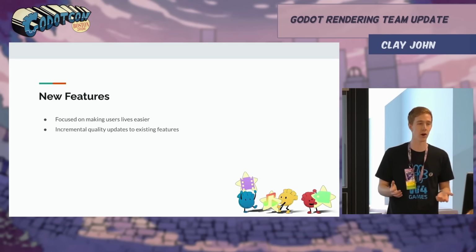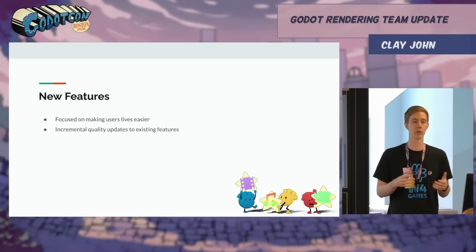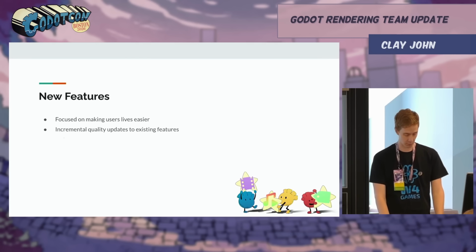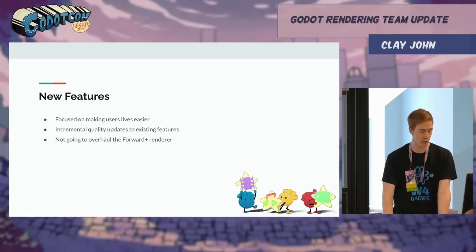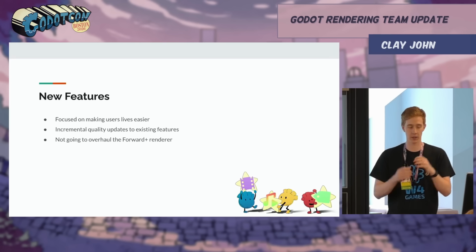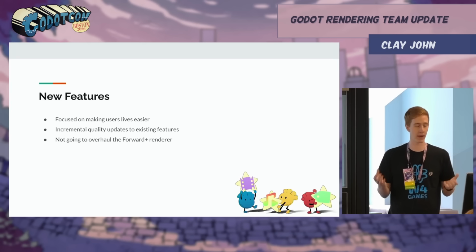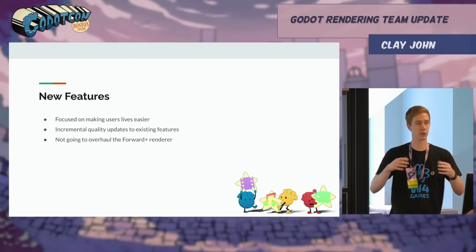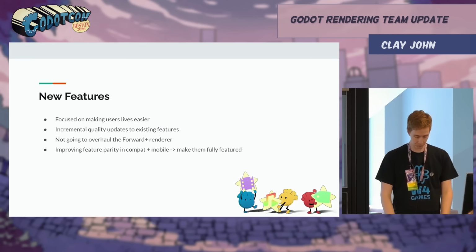So like SSR. Before it wasn't super viable, it didn't look super good. Now it looks great, it's way cheaper, and it's something that has become more viable for a wider range of projects. I don't expect we're going to overhaul the Forward Plus renderer anytime soon. Basically, it's going to be architecturally mostly the same. We will make some improvements. Some of them will be large, but from a user perspective, it should mostly stay the same, just with new features added on top. I'd really like to see improved feature parity on the compatibility renderer and the mobile renderer.